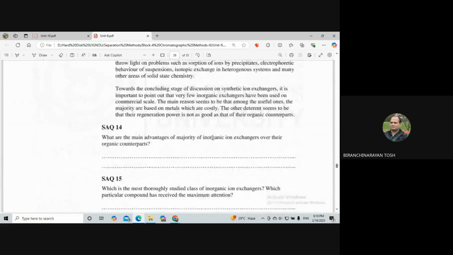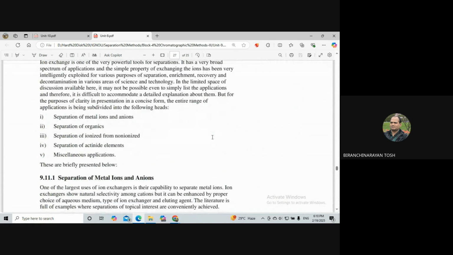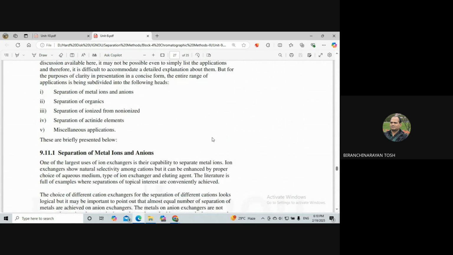Then we'll move to the application, which is ion exchange chromatography. It is used for the separation of metal ions and anions, separation of organics, separation of ionized from non-ionized substances, separation of actinide elements, and miscellaneous applications. So, separation of metal ions and anions.